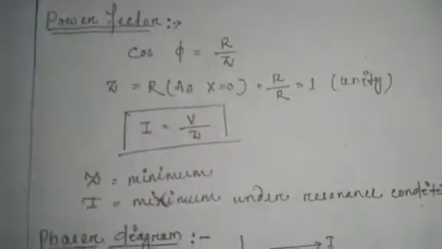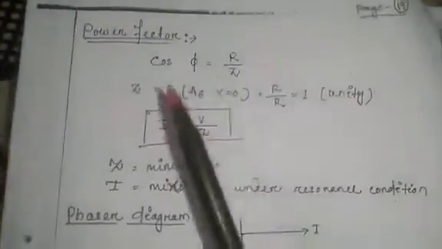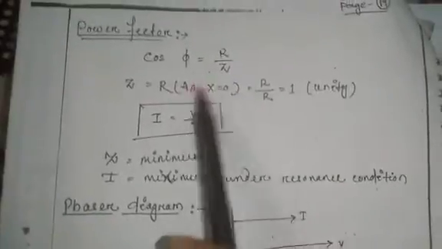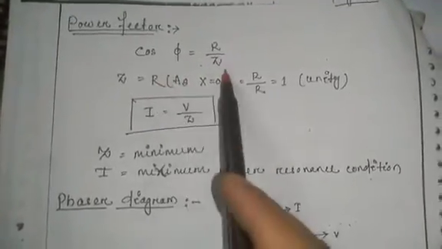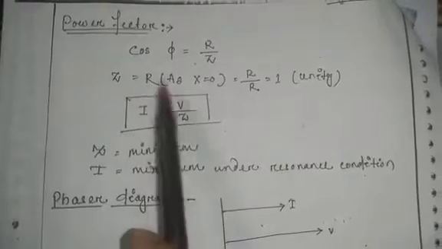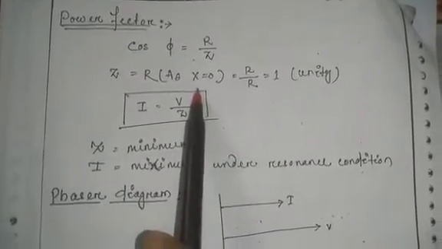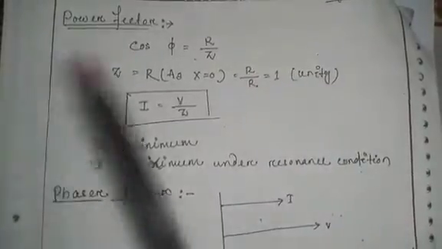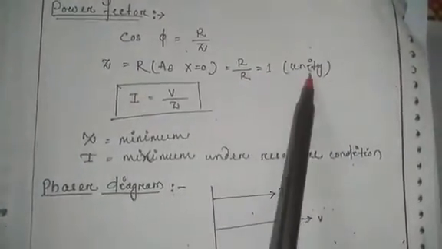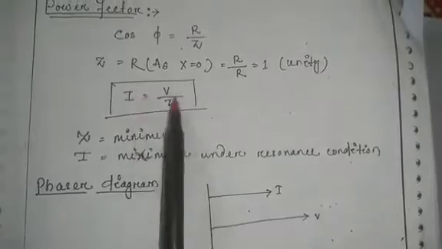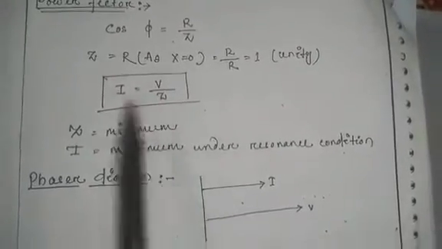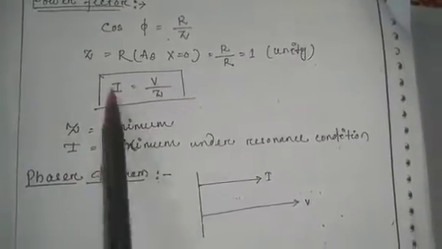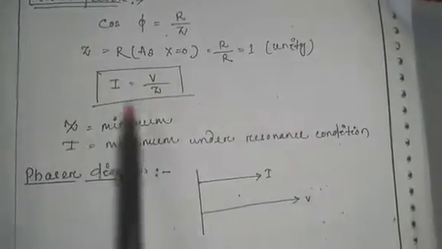Next thing, power factor. You know power factor is the ratio of resistance to impedance, cos phi is equal to R by Z. For this circuit, Z is equal to R, because we take the reactance X is equal to 0. If Z is equal to R, R by R is 1, unity, meaning power factor cos phi is equal to unity. And we know V is equal to I into Z, so I is equal to V by Z. If Z is minimum, I is maximum under resonance condition.